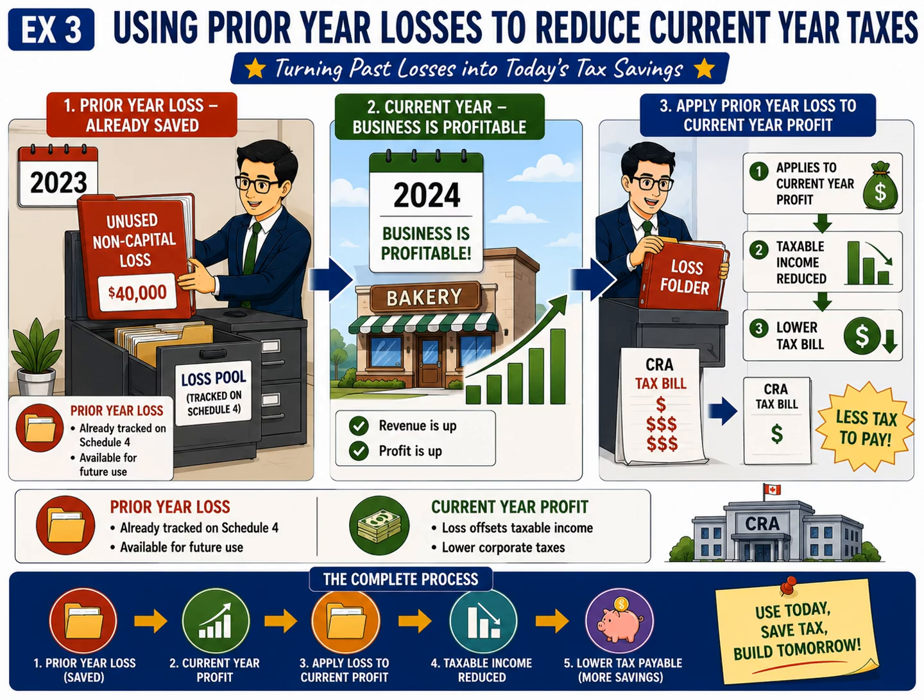A prior year non-capital loss is carried forward and preserved. When the corporation becomes profitable again, the loss is applied against current taxable income. Taxable income decreases, corporate taxes are reduced, and the remaining balance is updated for future tax planning. The key takeaway from this slide is that prior year non-capital losses are valuable tax assets. By preserving and tracking those losses correctly, corporations can significantly reduce their taxes when they return to profitability, making Schedule 4 an essential part of long-term corporate tax planning.